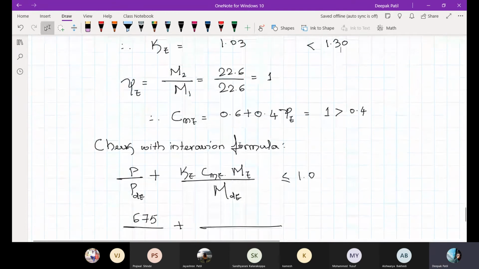Then you have to calculate psi z, which is M2 divided by M1, that is lesser moment divided by greater moment. But in our case, we know that the bending moment at top and bottom of the column are the same. Hence it is coming out to be 1. Then you have to calculate CMZ using this formula, which comes out to be 1. That is 0.6 plus 0.4 times psi z, but psi z is 1. So 0.6 plus 0.4 is 1, and it should be greater than 0.4. Hence this is also okay.